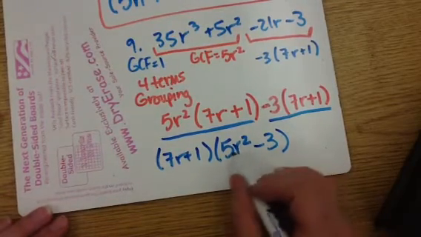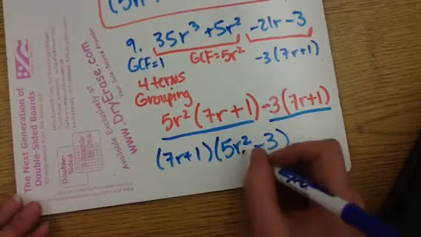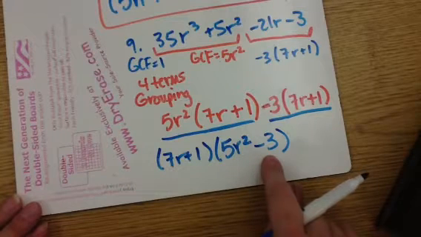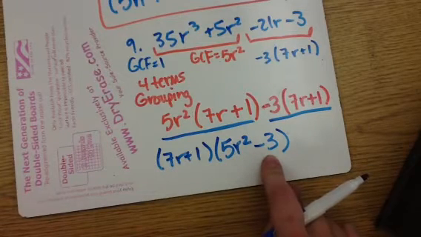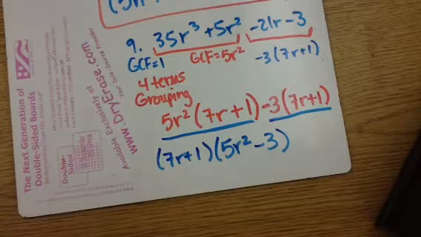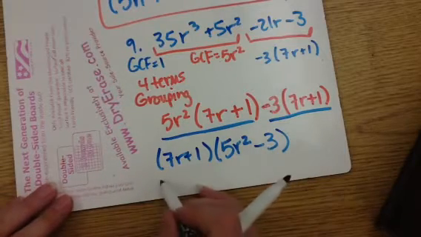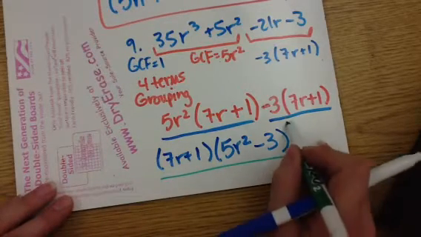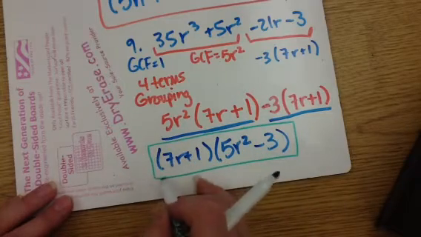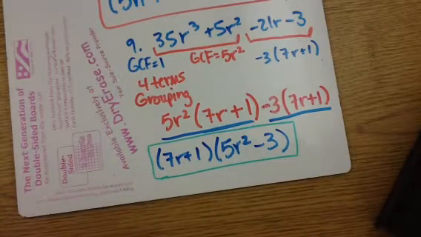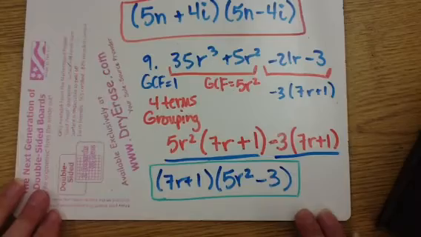I do want to check this squared term to see if it factors, and it's 2 terms, so again it could only be difference of squares, sum of squares, difference of cubes, or sum of cubes. And since 3 and 5r squared are not perfect squares or perfect cubes, that will not factor anymore. So the final answer would be 7r plus 1 times 5r squared minus 3.